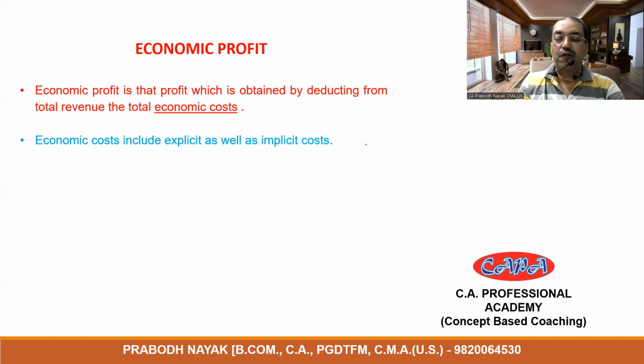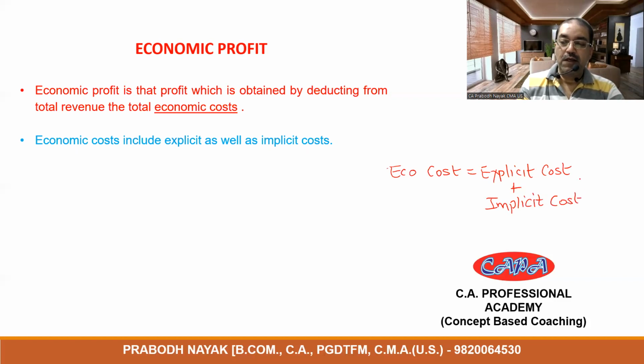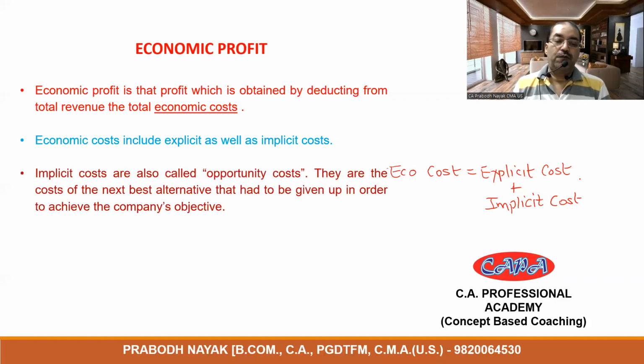So, if I have to write the formula for this, I will say that economic cost is equal to explicit cost plus implicit cost. So now we will learn what is implicit cost. Okay. So explicit cost plus implicit cost, that together is called economic costs. Implicit costs are also called opportunity cost. They are the cost of the next best alternative that had to be given up in order to achieve the company's objective.